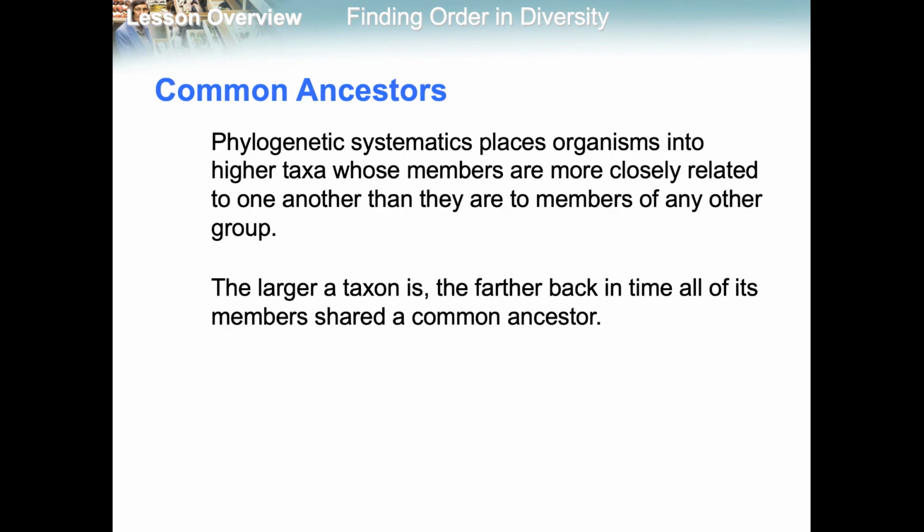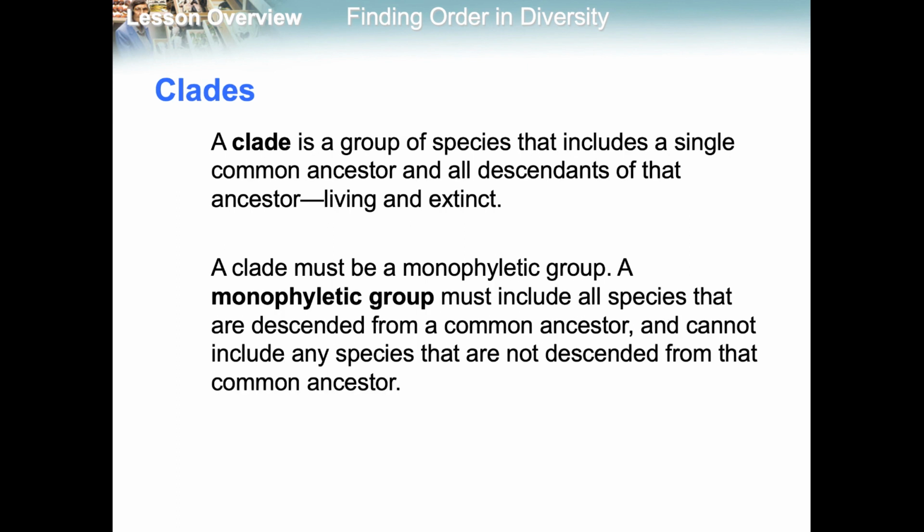So with systematics, those members who are more closely related are usually closer on similar branches versus those that aren't. Any organism that was a common ancestor would be like the trunk or further back in the branches. We're going to see that now.